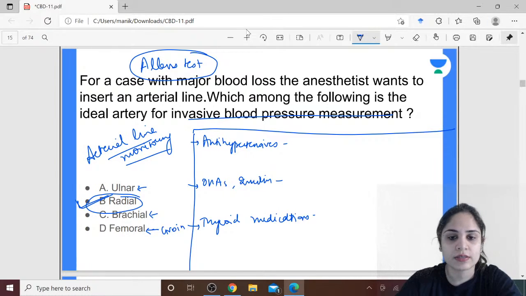Alright, so continuation of the previous question. Which antihypertensive agents will you continue? Which antihypertensive agents will you omit on the day of surgery?